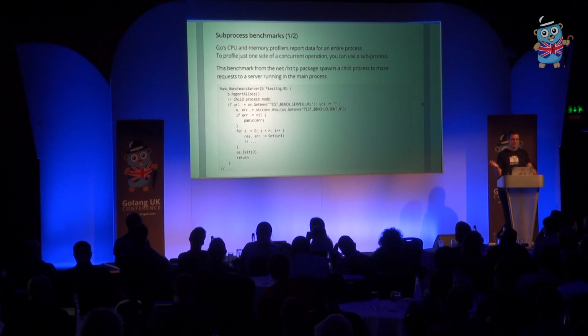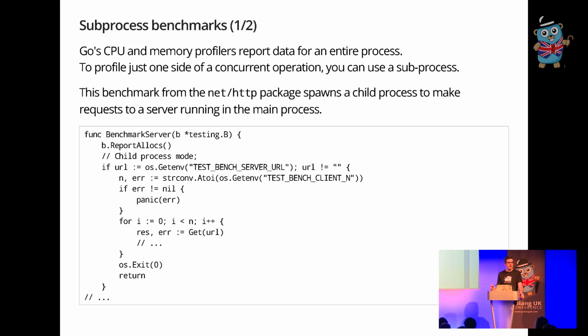Analogous to subprocess tests, subprocess benchmarks. So Go has CPU and memory profilers. Who's used those before? Not enough, but enough. Some, okay. But the way those profilers work is they report information for an entire process.